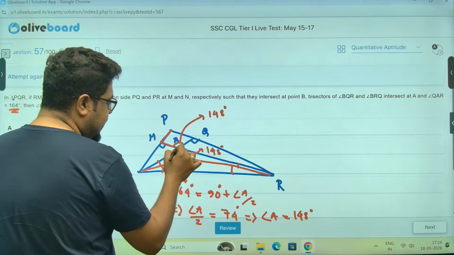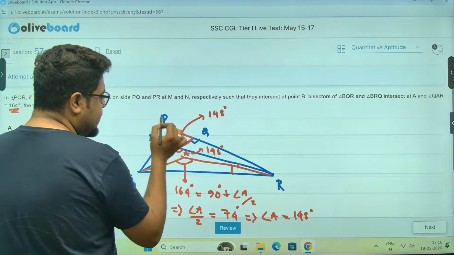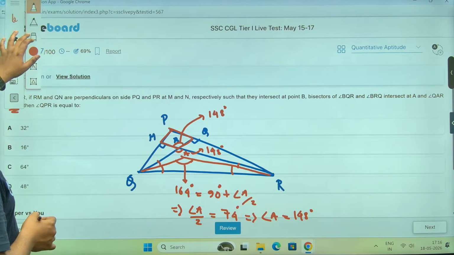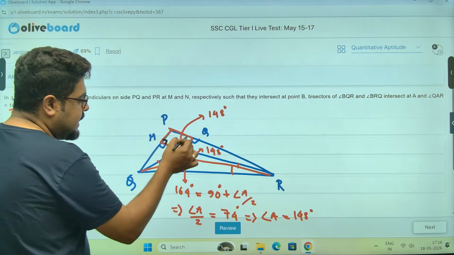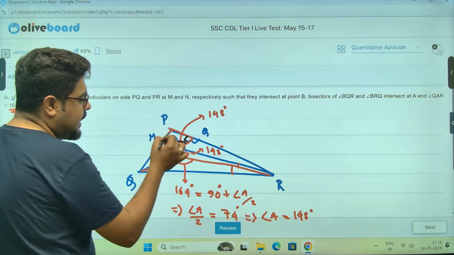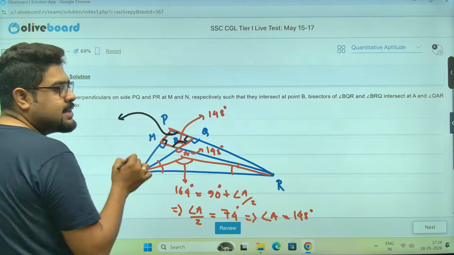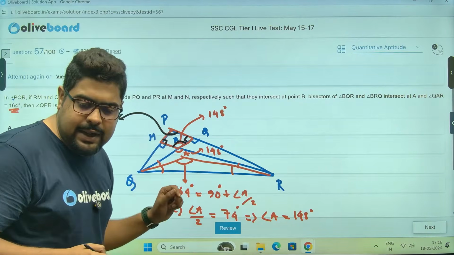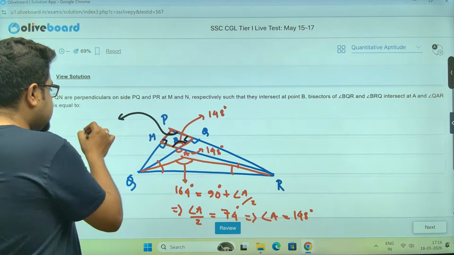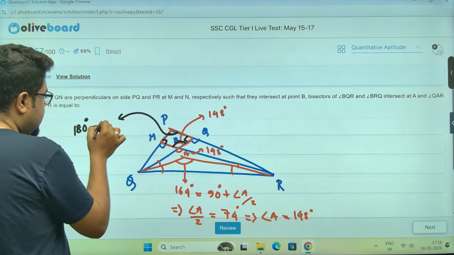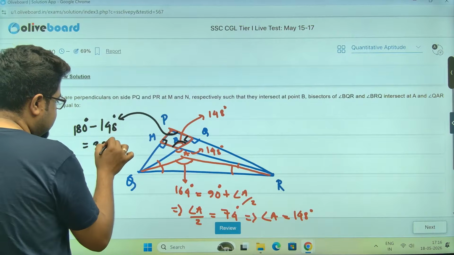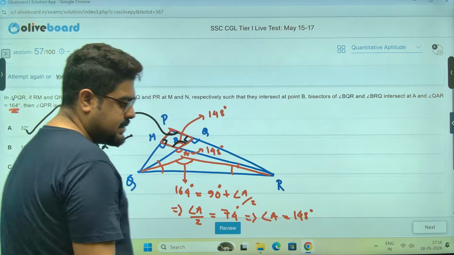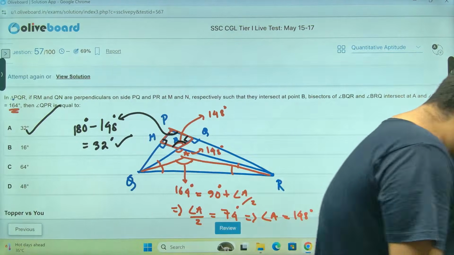Now take this PMBQ, this quadrilateral, sir. If you take this, this is 90 degrees, this is 90 degrees, this is 148. This total must be 360. 90, 90, 180 gone, sir. So this must be 180 degrees minus 148 degrees, which is 32 degrees, sir. Option A is the answer.